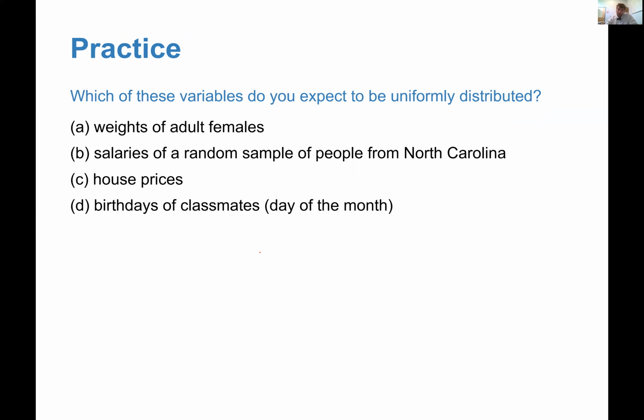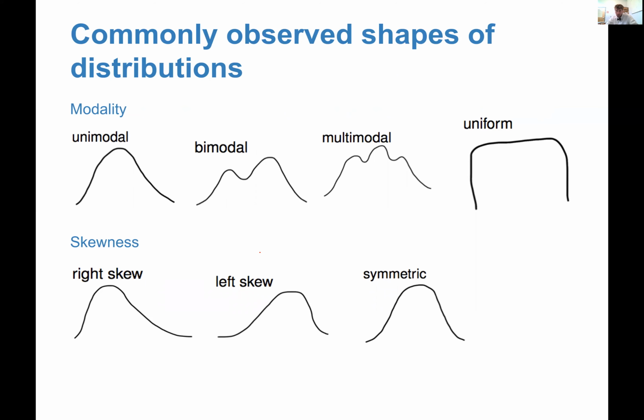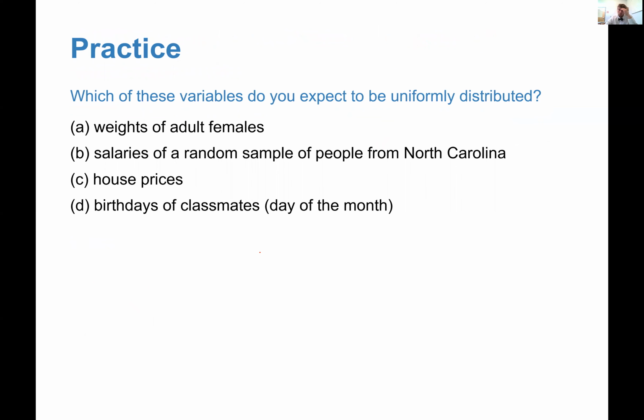Now let's do an example in thinking about how a distribution might look based on our common sense and knowledge of the world. Which of these variables do you expect to be uniformly distributed? So think back to uniform. Would weights of adult females be uniformly distributed? Or salaries of random people from North Carolina? Or house prices? Or birthdays of classmates? Only one of them is going to be uniformly distributed. And the answer is D, birthdays of classmates.